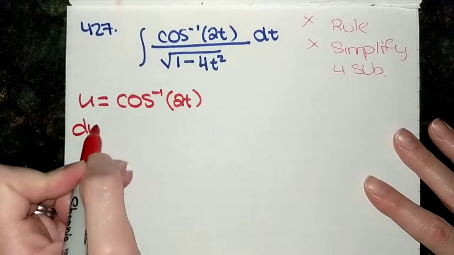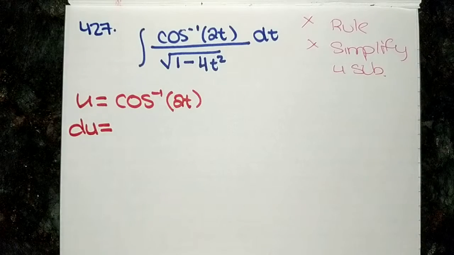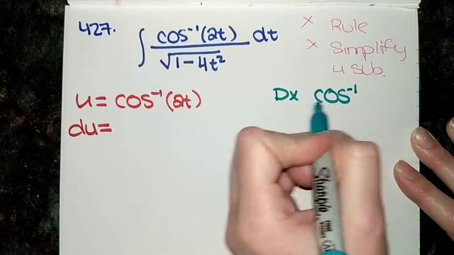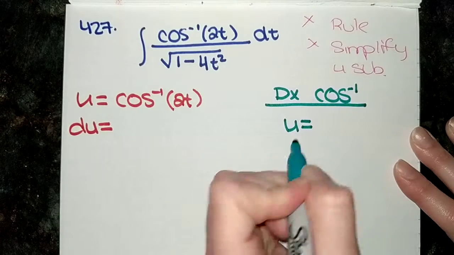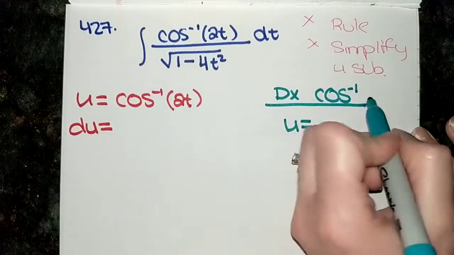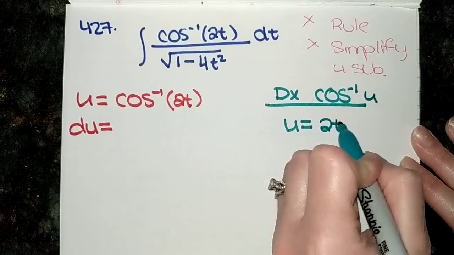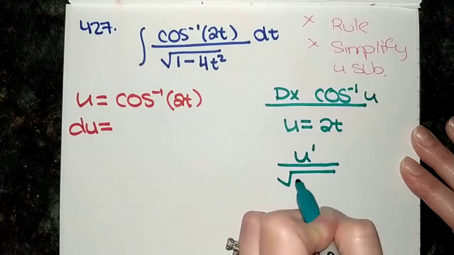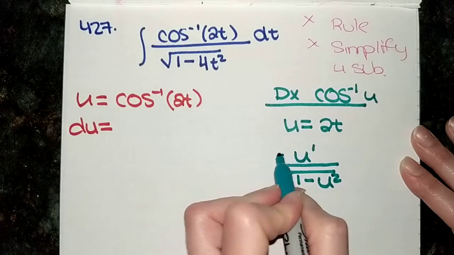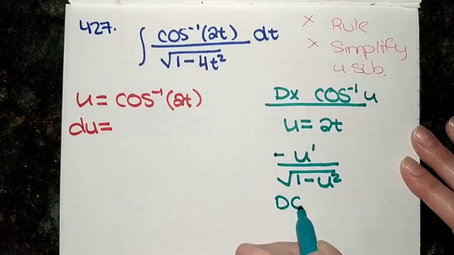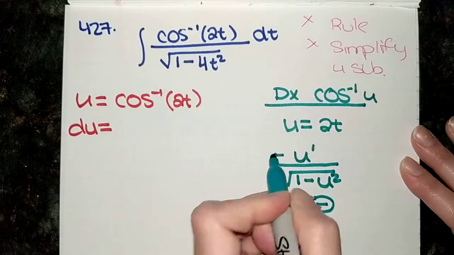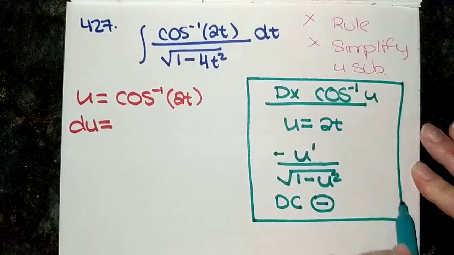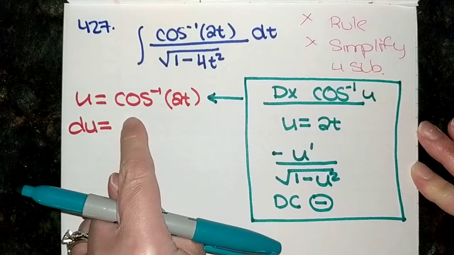So our du will be equal to, now here's where we have to kind of flash back to Calc 1, where the derivative rule for cosine inverse looked very similar to sine inverse's derivative. And keep in mind there, your u was whatever was inside of the argument of the trig function, and then your derivative rule was u prime over square root of 1 minus u squared, keeping in mind that because you're differentiating a co-function, a cosine, you do have to add a negative. So this is what we're going to use in order to get the du for cosine inverse.